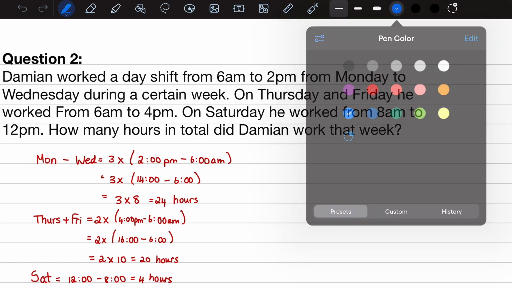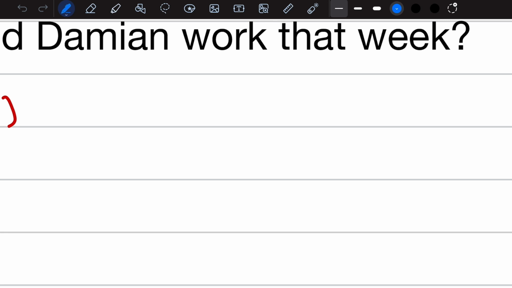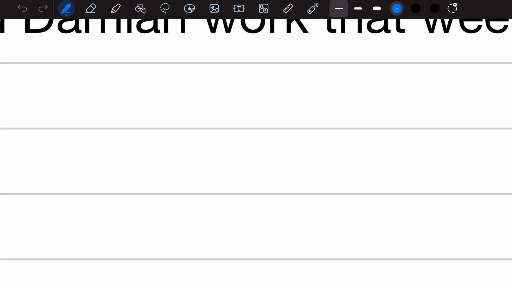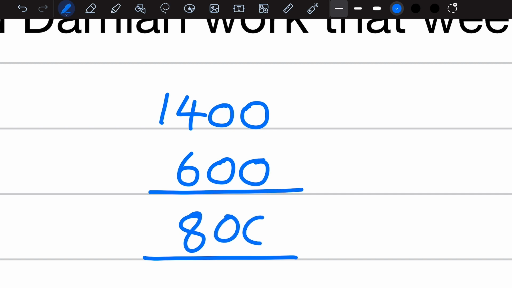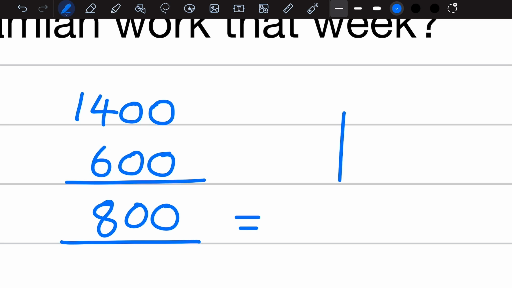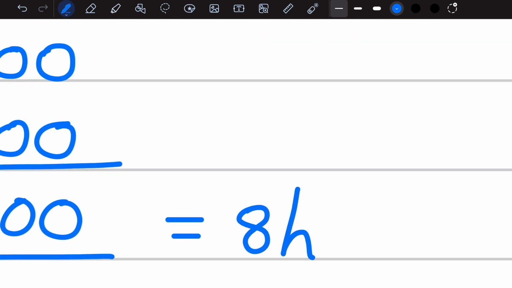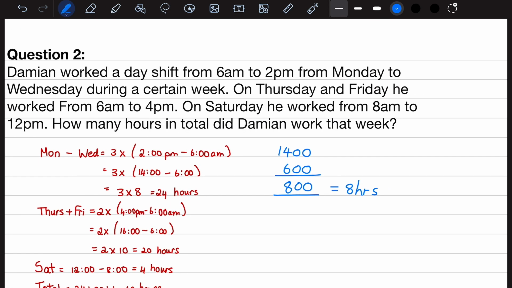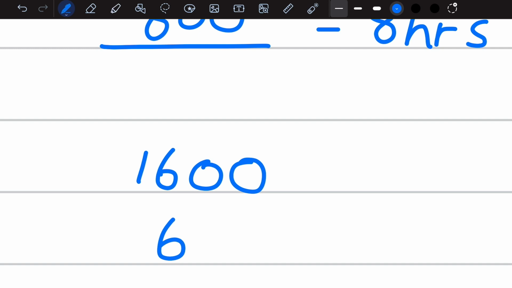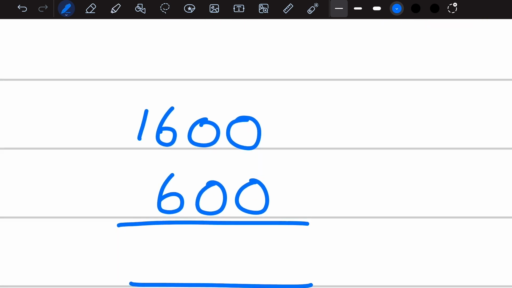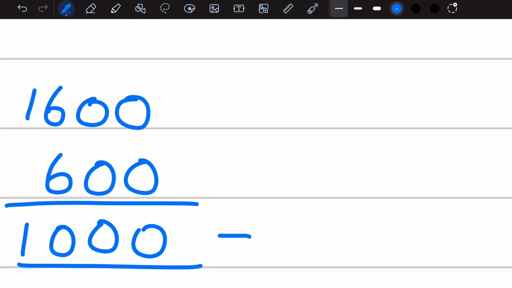Let's just put the working here on the side. Two p.m., that's 1400 hours. 6 a.m. is 600 hours. So when we subtract this, we will get 800 hours, which is equal to 8 hours. And then we have 6 a.m. to 4 p.m. So 4 p.m. is 1600 hours. 6 a.m. is 600 hours. So that's 1000 hours, which is equivalent to 10 hours in terms of duration.